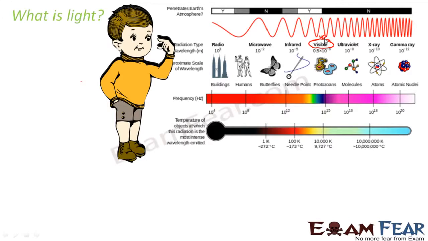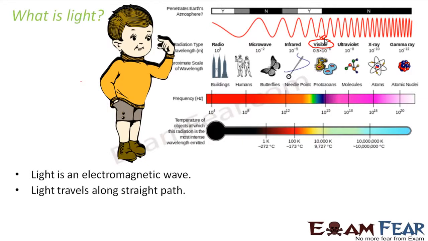So this visible light is often known as light, right? So in this entire lesson, we are just focusing on this portion of the electromagnetic spectrum. So light is an electromagnetic wave. Now what is an electromagnetic wave? I don't think I need to explain that again because we have already had a detailed discussion on electromagnetic waves in our previous lesson.